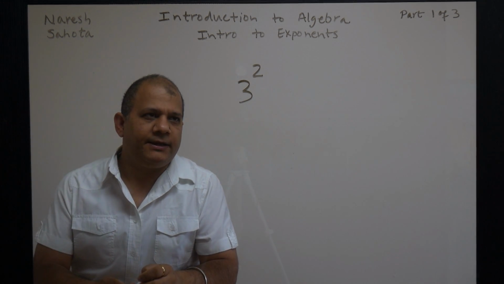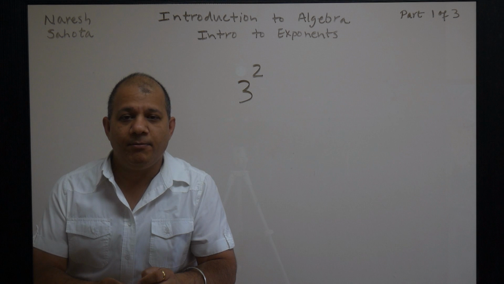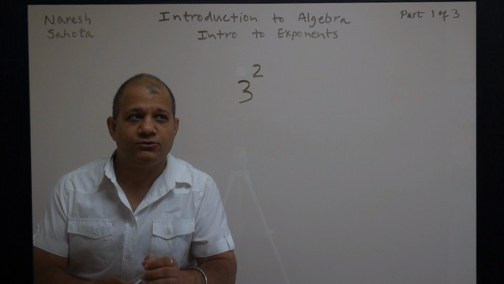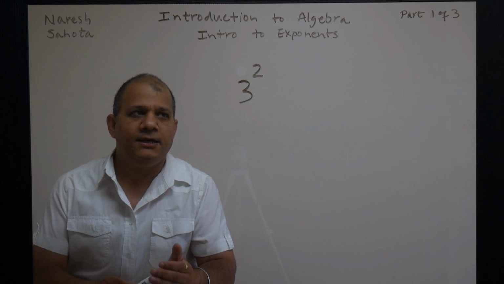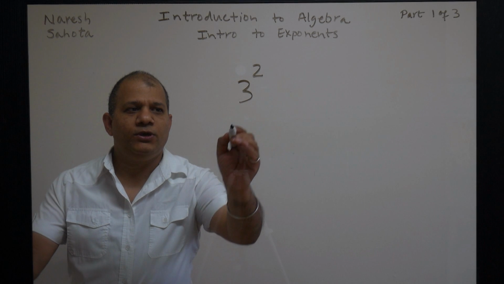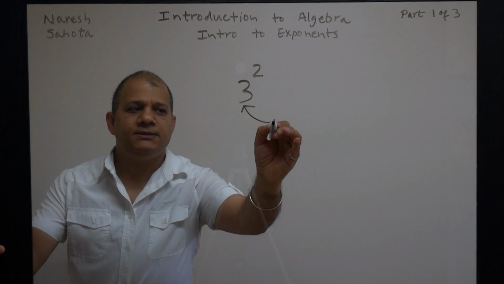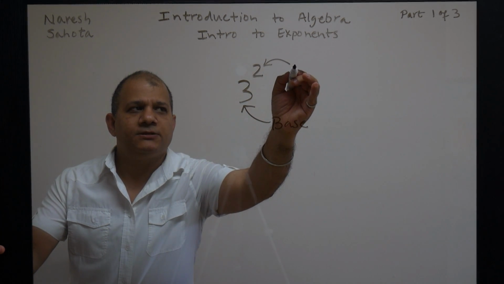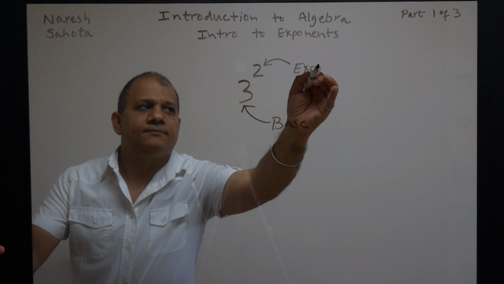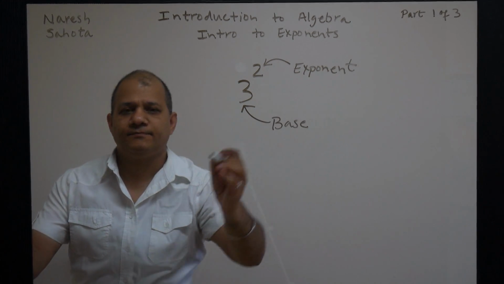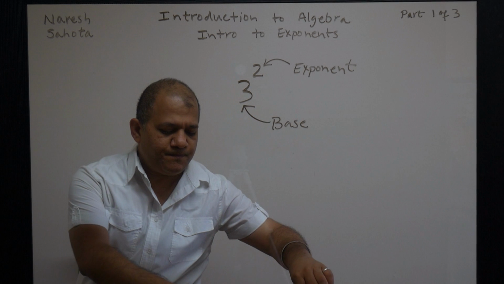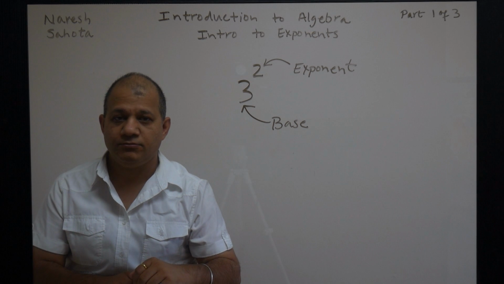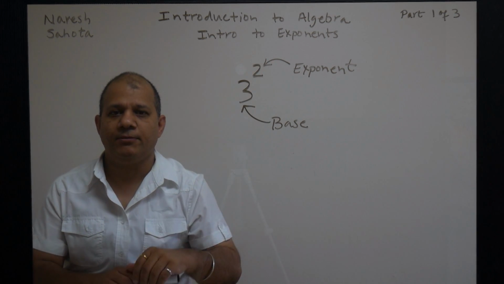So we're given something like this. We see a number which is a 3, and then we see another number written on top to the right of 3, and that number is 2. So we call this number the base, and the number on the top right is called the exponent. So this is read as 3 raised to the power of 2. The power is 2, second power.